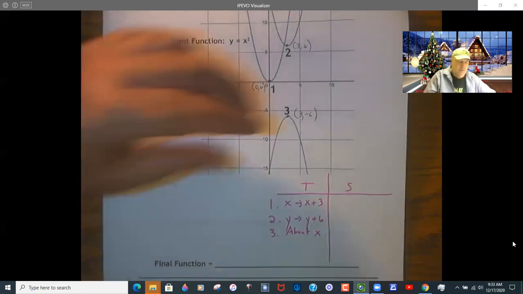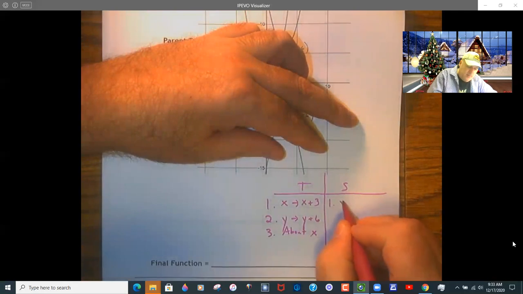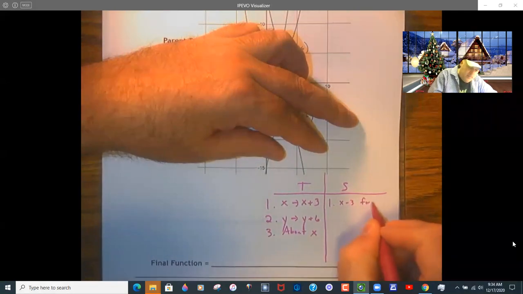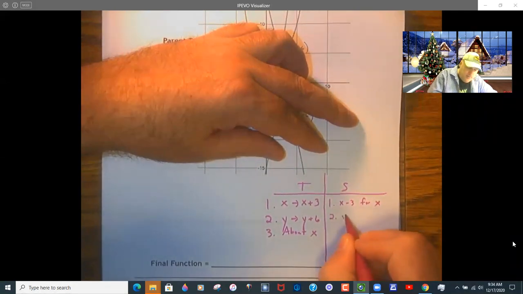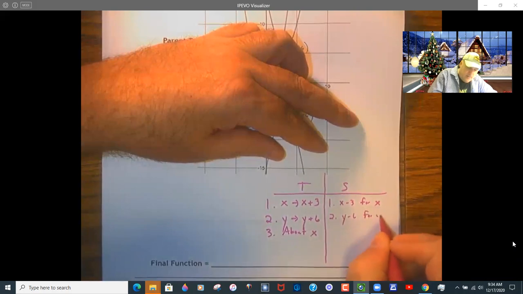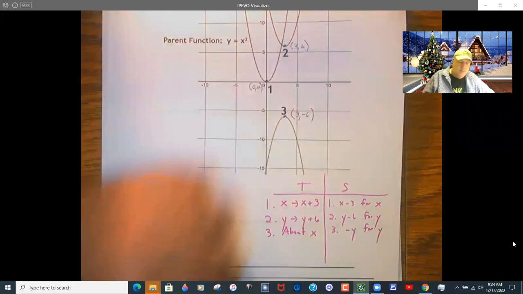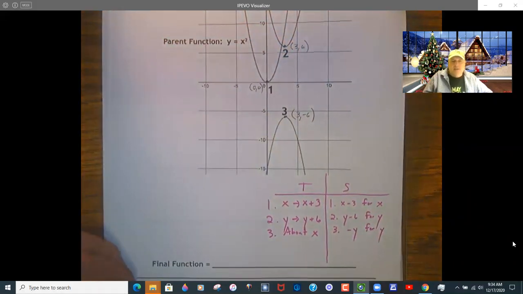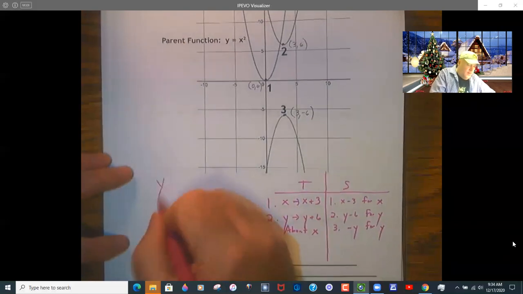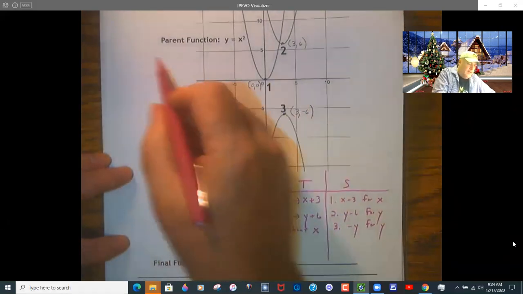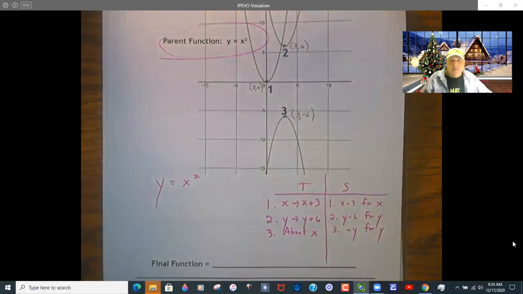And then go to your substitution. So this would be x minus 3 for x. This would be y minus 6 for y. And this would be negative y for y. And I'm running out of time, but I just wanted to say this is the same thing. And then you just start with x squared, whatever that parent function is. And then you do all the work.